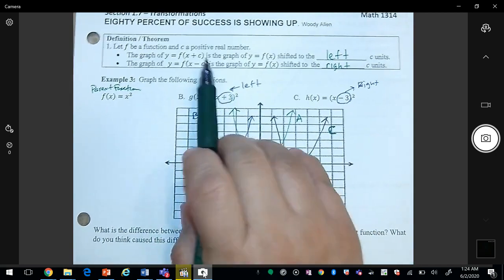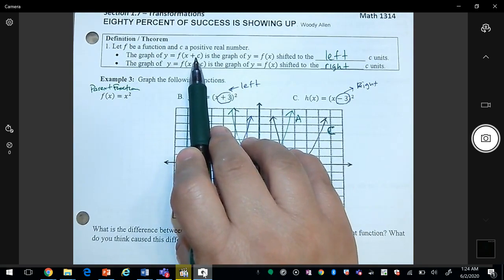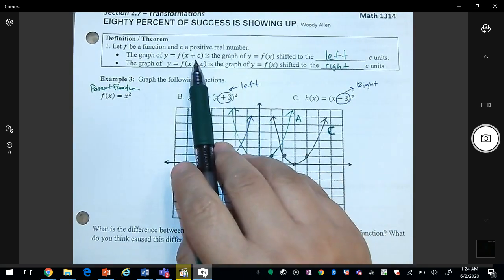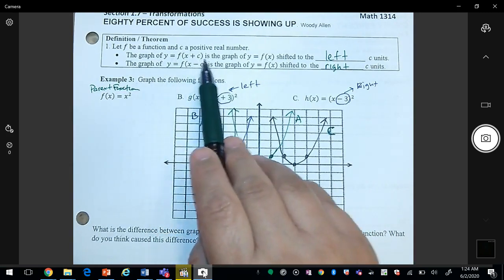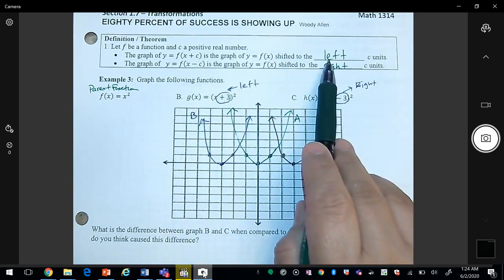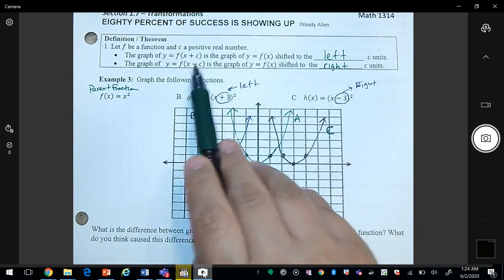Okay, so in general, if you're adding a number in the parentheses before squaring it, or before taking the absolute value, etc., then if we're adding a number, we're going to move left. If we're subtracting a number, we're going to move right.